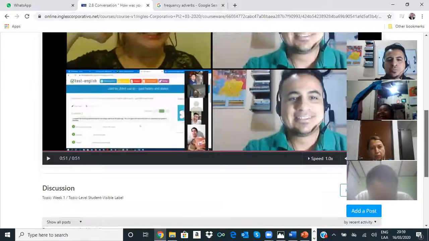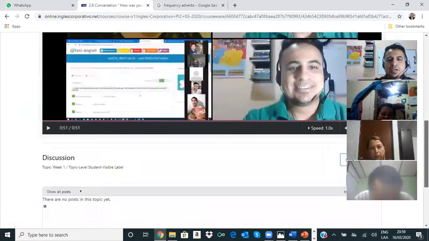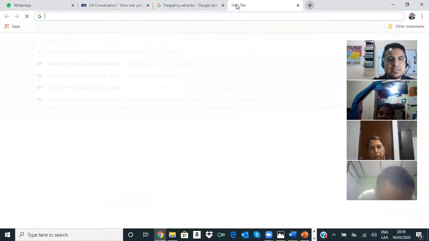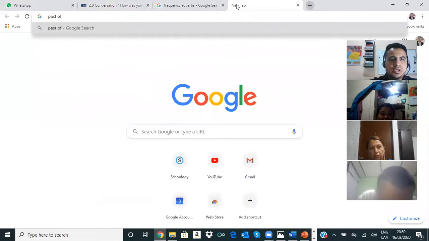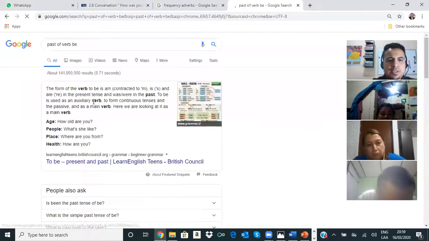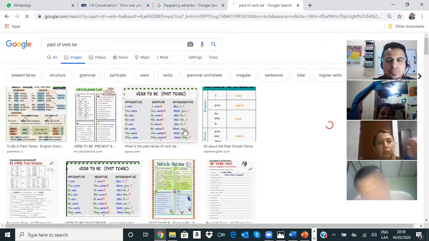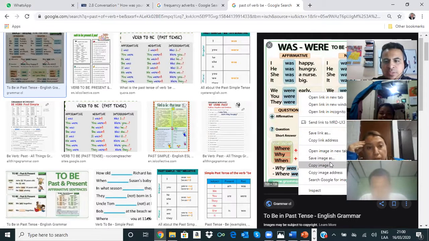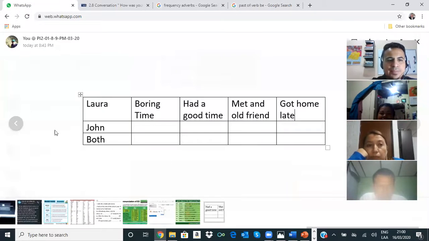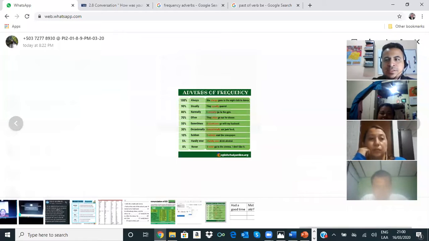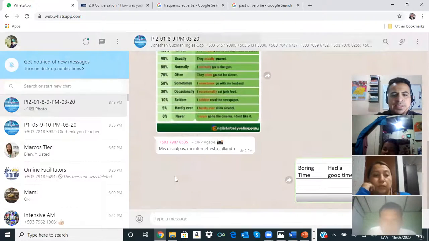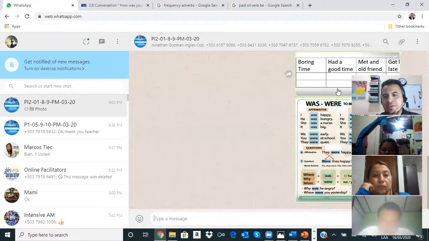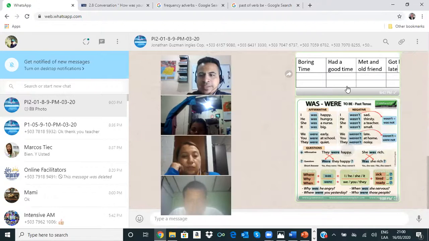Okay, very good. So this lesson here, you have to find the past of verb be, okay? Do you know what is the past of the verb to be? Do you know? Este cuadrito nos va a ayudar, so se lo voy a mandar, okay? It's going to help you for the next lesson. So, lesson 2.8, she's going to explain in the next video, ella va a explicar el past del verb to be. Yo creo que ya se lo pueden.